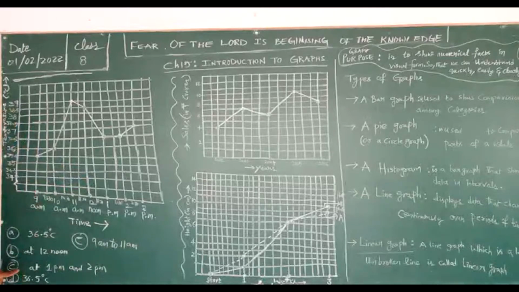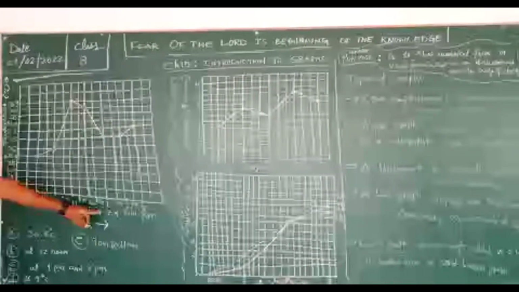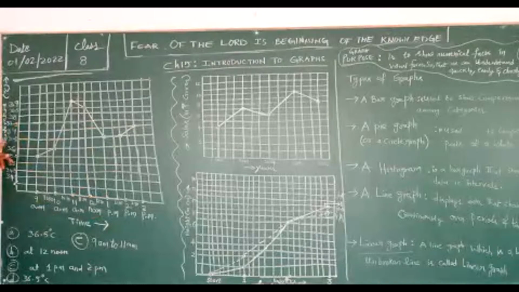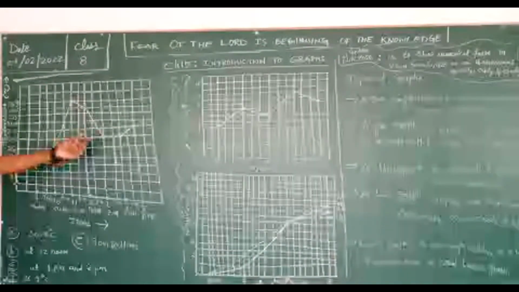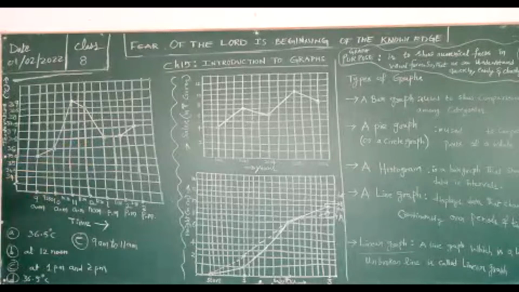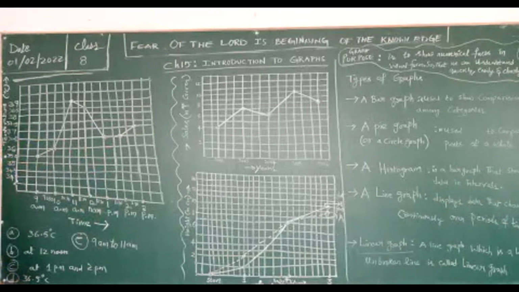So here, next part: same temperature is there at what time? At 1 p.m., 36.5 degrees Celsius. At 2 p.m. also 36.5 degrees Celsius. So now we understood that the same temperature is there at 1 and 2 p.m. Next, what is the next D question? What was the temperature at 1:30 p.m.? So at 1:30 p.m. our temperature is the same, that is 36.5 degrees Celsius.